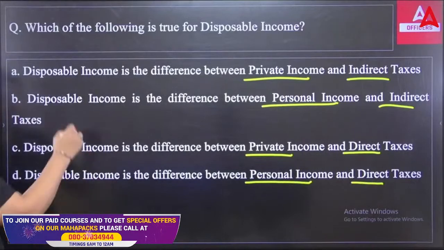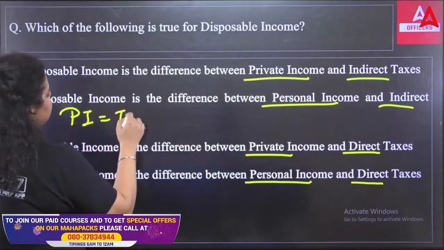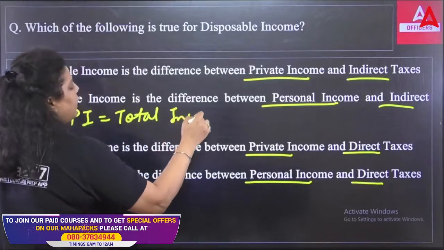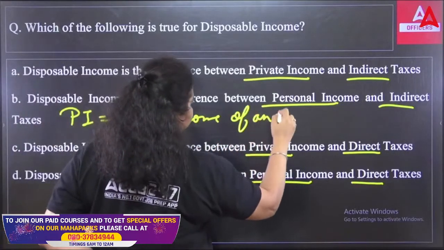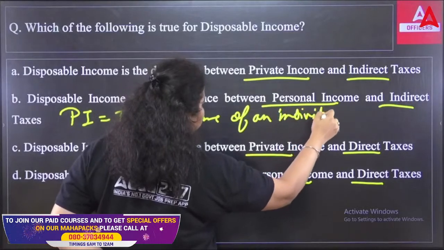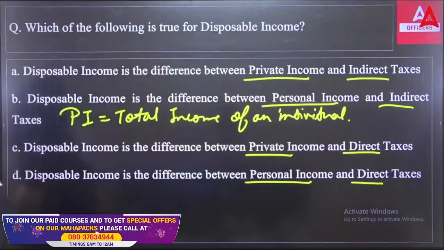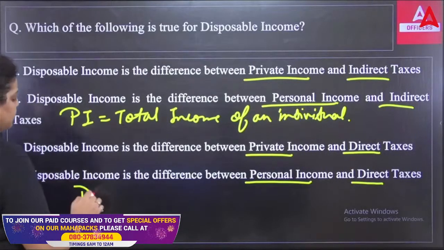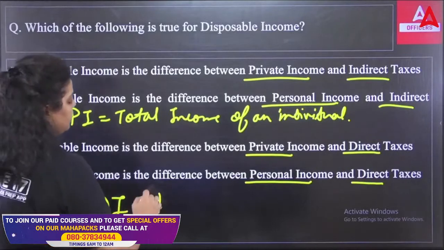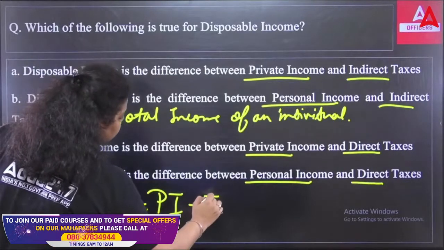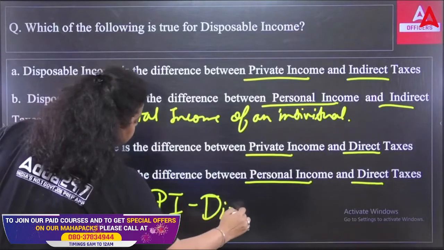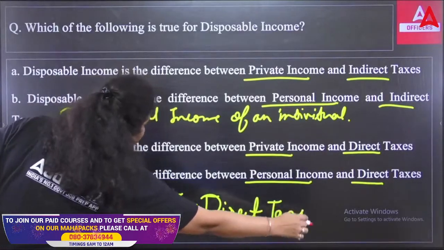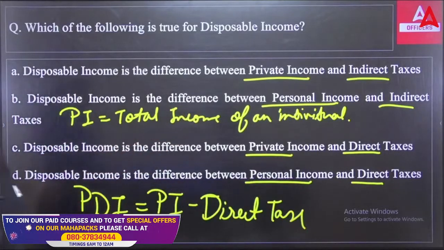So we have two terms. We have personal income. Personal income means the total income of an individual. Whatever an individual person is earning in a year will be counted in the total income of an individual. That's the personal income. Now we have personal disposable income. That will be personal income minus direct taxes. So whatever my personal income is, I won't be able to spend the whole amount of money.